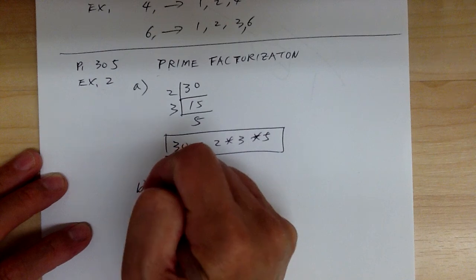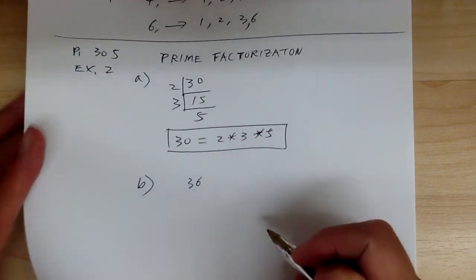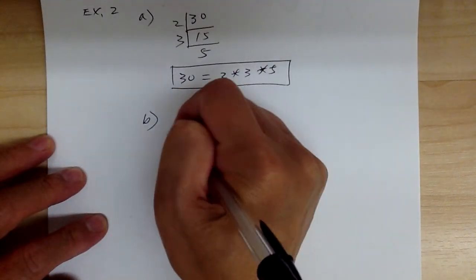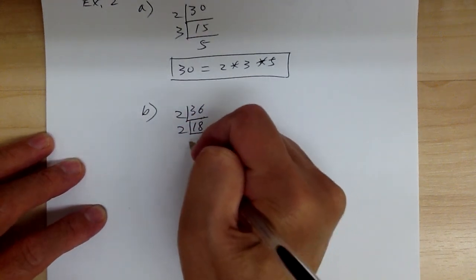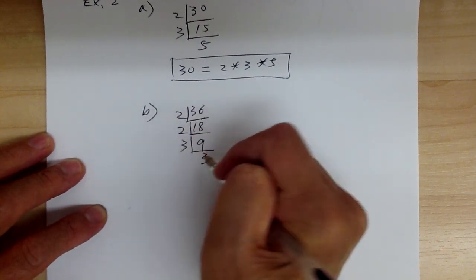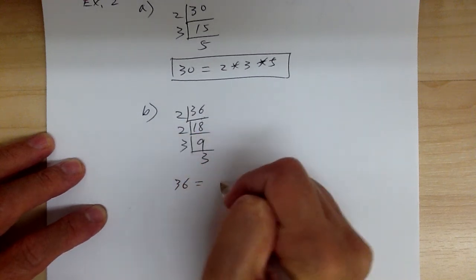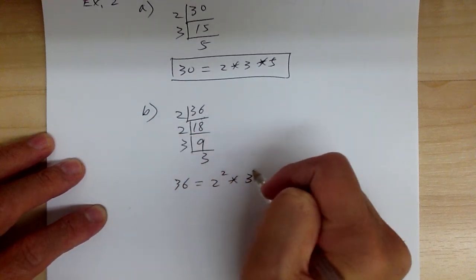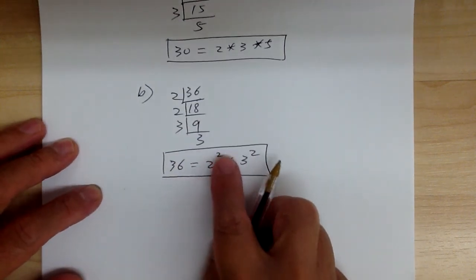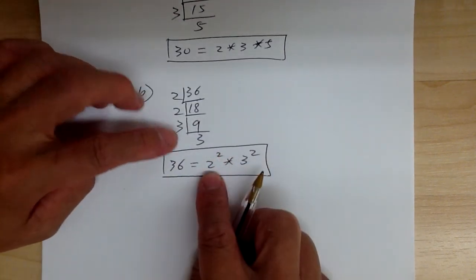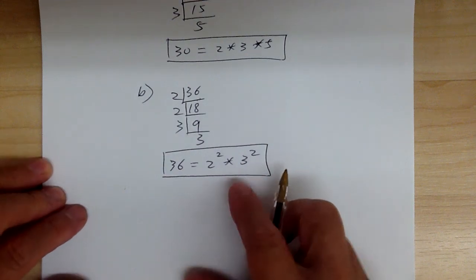Then you go to B, for 36. You divide by 2, you get 18. Divide by 2, you get 9. Divide by 3, you get 3. So 36 is equal to 2 squared times 3 squared. Again, 36 is made out of 2 squared and 3 squared. There are 2 of these and 2 of these.